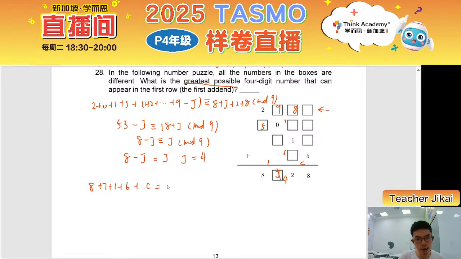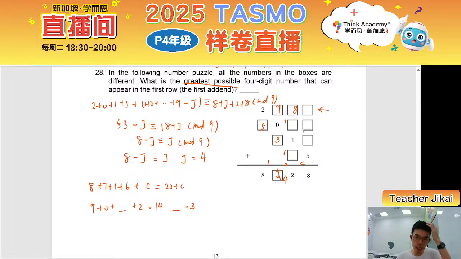22 plus C. So yeah, the largest carryover here is 2. So it is 9 plus 0 plus something plus 2 equals 14. So what should be the answer here? Yes, the answer here should be 3. So this one will be equal to 3. Now you get this 3 here.